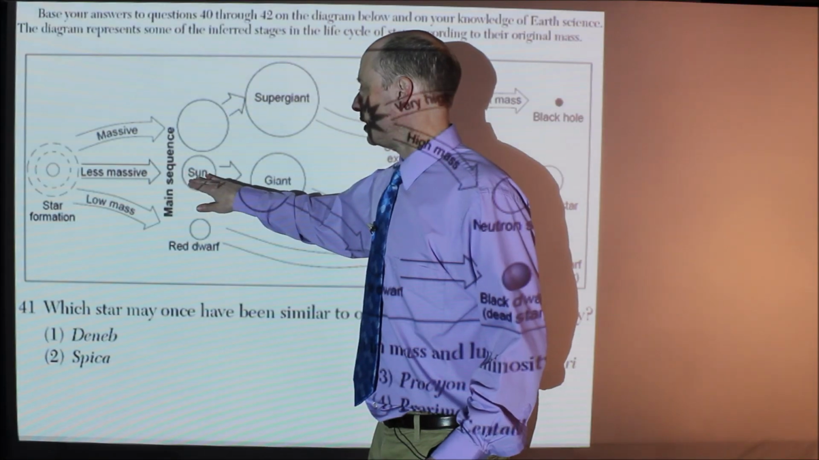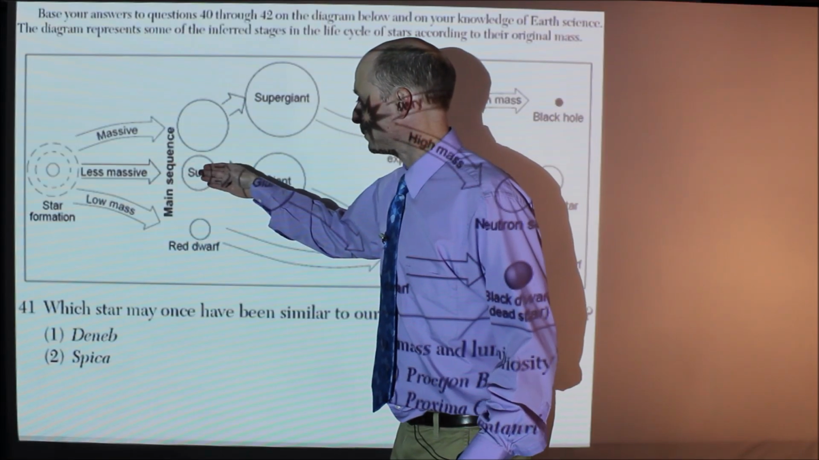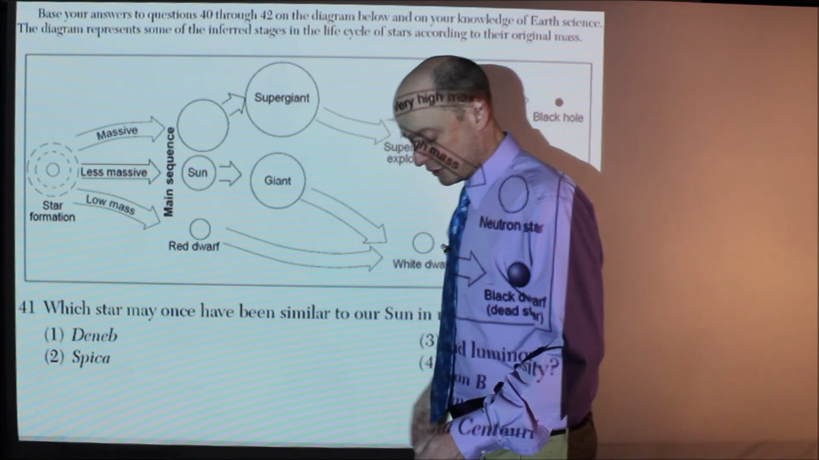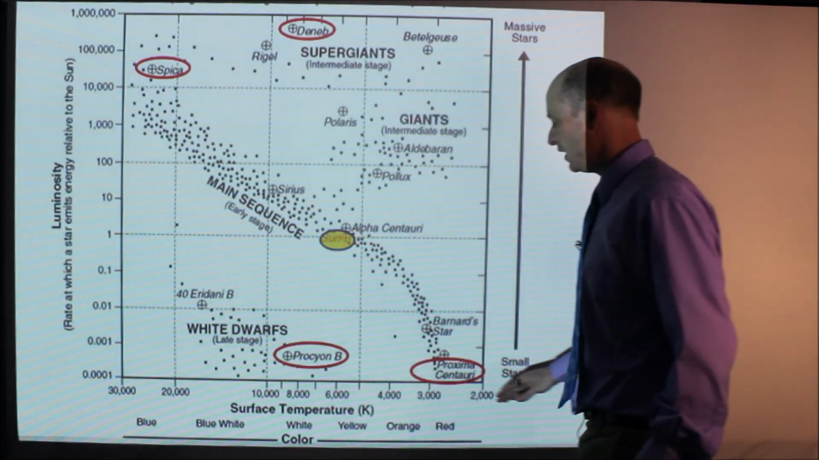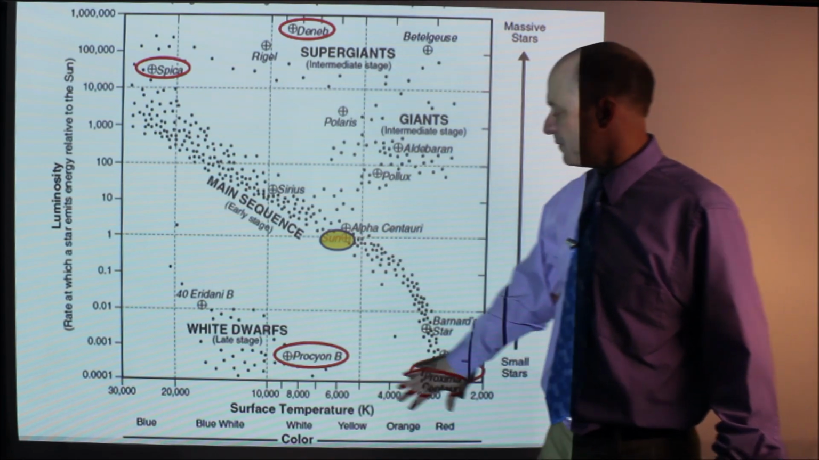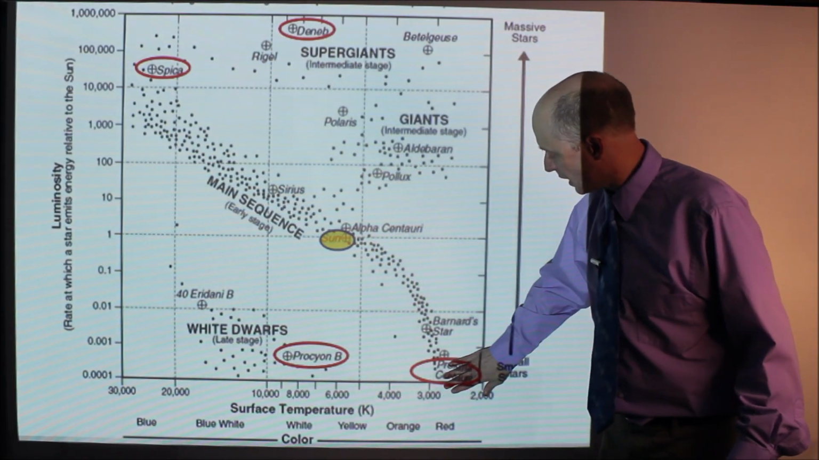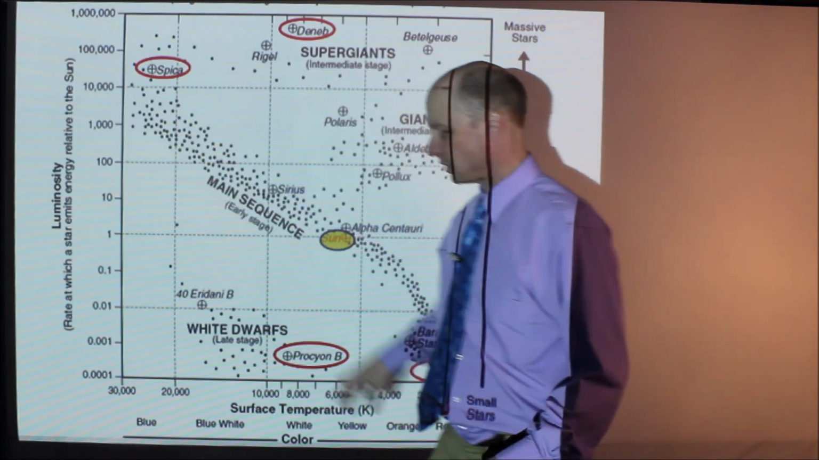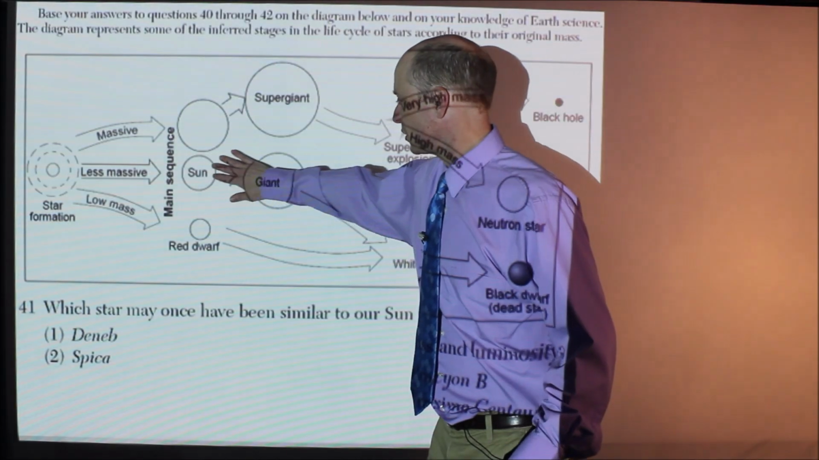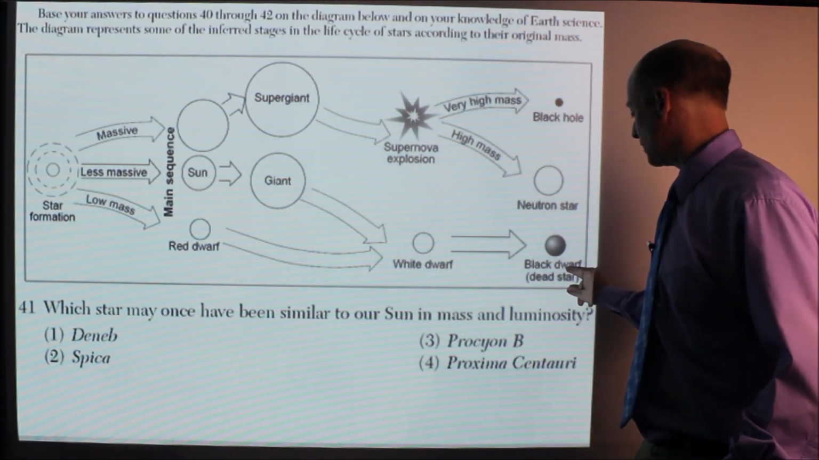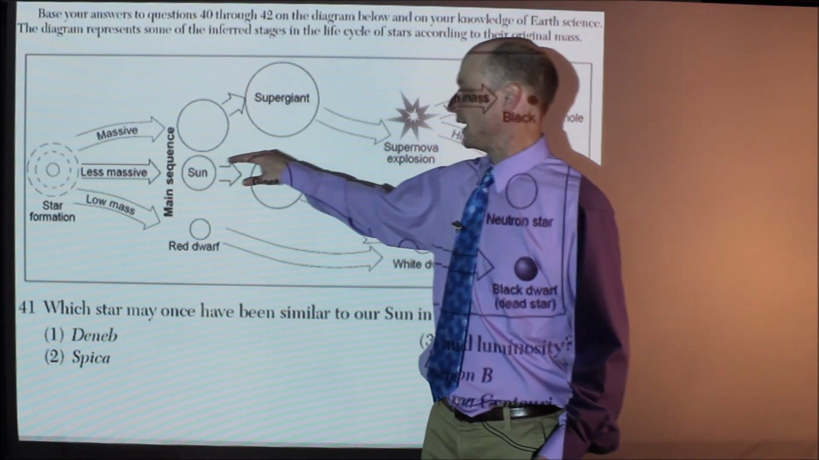So basically what you need to do is recognize that our sun is here. So what star of the ones that they list was once in this category right here? This is what I'm going to do. Look at all of the ones in your choices. I circled them all here in red. So this is a white dwarf. These are supergiant stars here, and these are main sequence stars. All of these are main sequence stars. The sun is going to become a giant star and then go here, become a white dwarf and a black dwarf. So one of these stars, either a giant, a white dwarf, or a black dwarf, was once like our sun.